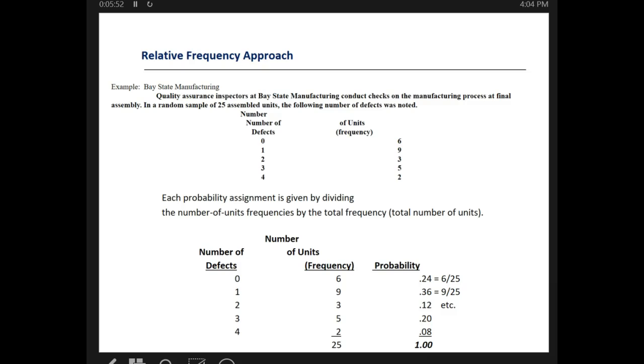You first need to take the number of defects. There were 6 times that it occurred. There were a total of 25 observations. 6 divided by 25 is 24%. When we've gone through all of the defects, the total of the frequencies gives us 100%, or 1.0.